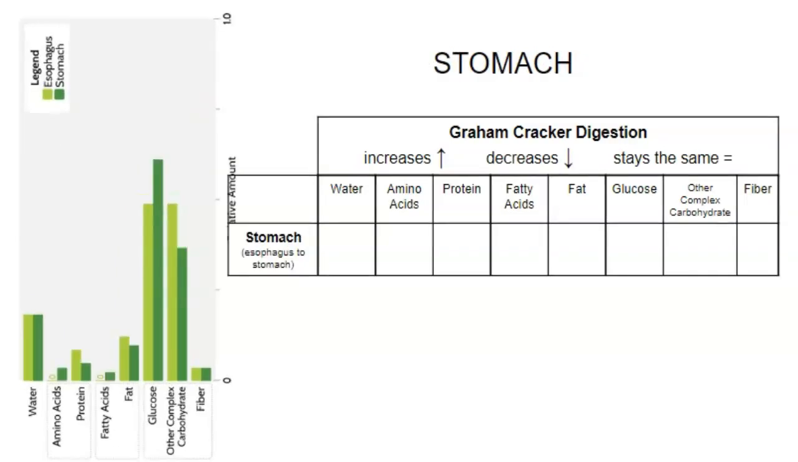If we go down further here, let's take a look at protein. Here we can see that light green is esophagus, that comes before, the dark green, which is the stomach. So between the esophagus and the stomach, the amount of protein decreases, which means it's getting digested.